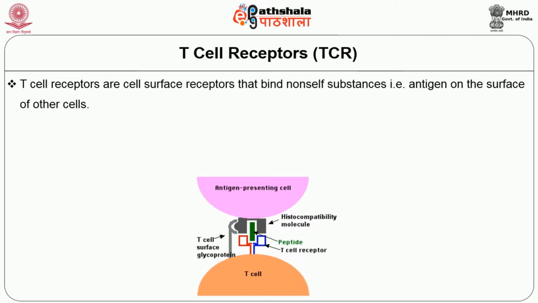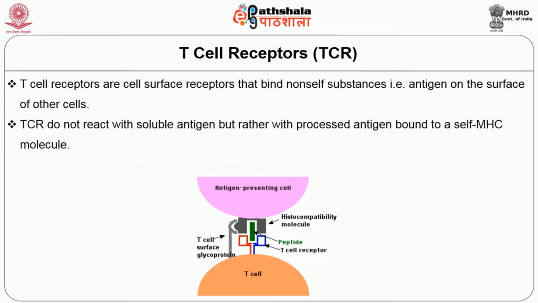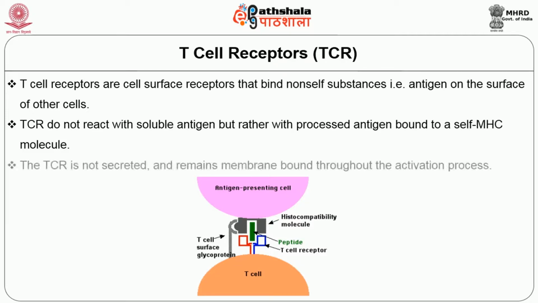T cell receptors are the cell surface receptors that bind a non-self substance, that is antigen, on the surface of other cells. T cell receptors do not react with soluble antigen but rather with a processed antigen bound to a self MHC molecule. The TCR, that is the T cell receptor, is not secreted and remains bound throughout the activation process.